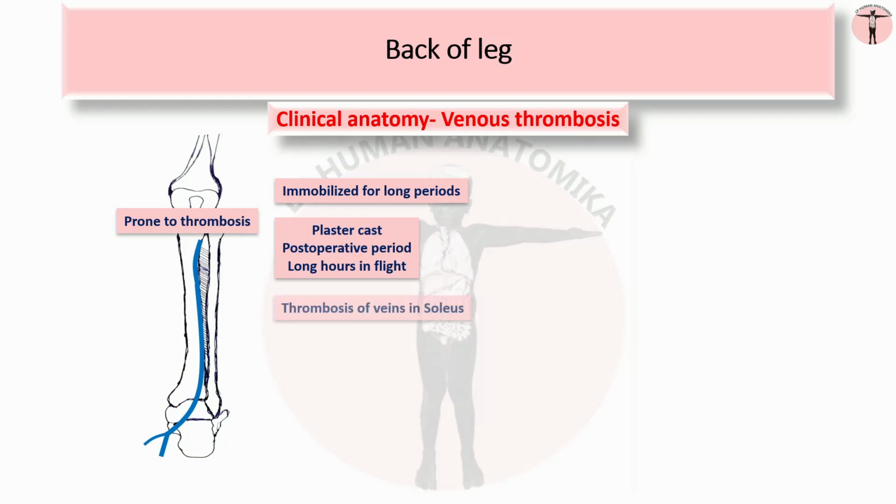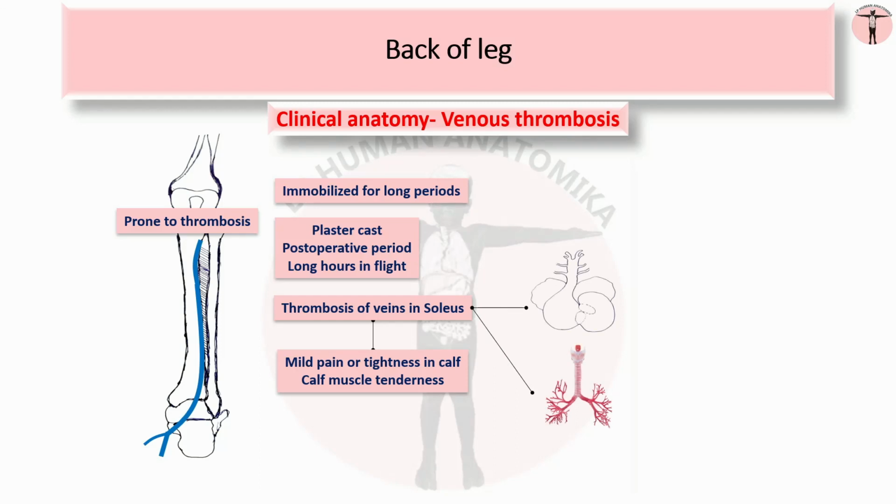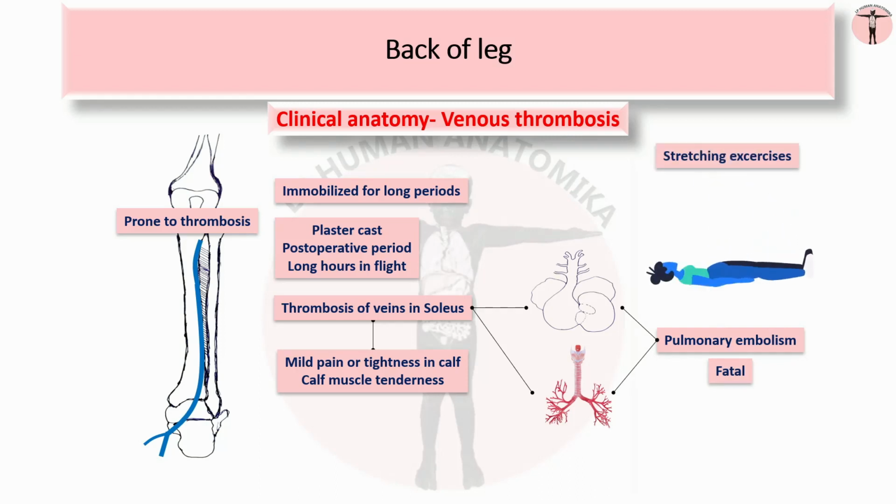Thrombosis of the veins of the soleus muscle gives rise to mild pain or tightness in the calf and calf tenderness. In some cases, deep vein thrombosis can also occur with no signs or symptoms. If the thrombus becomes dislodged, it passes rapidly to the heart and lungs, causing pulmonary embolism, which is often fatal. Preventive measures include stretching of the legs every hour to improve the venous circulation.